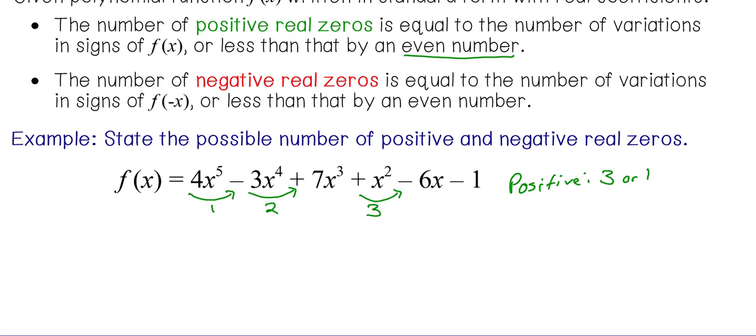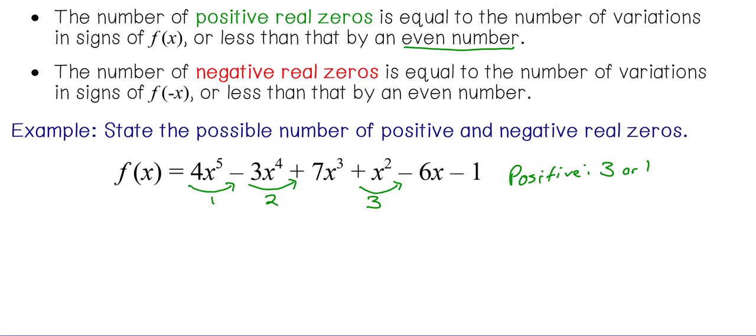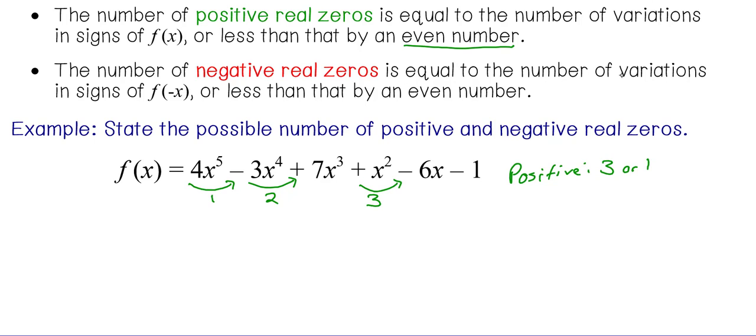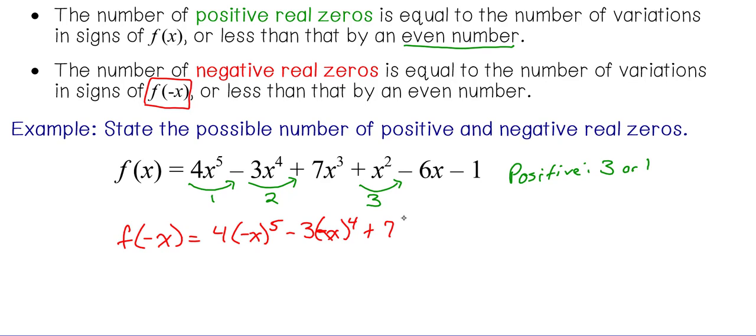The second part of Descartes' rule is the number of negative real zeros is equal to the number of variations of the signs of f of negative x. So we would take our original equation, put in negative x for x, so then it would be 4 times negative x to the 5th minus 3 times negative x to the 4th plus 7 times negative x to the 3rd plus negative x squared minus 6 times negative x minus 1. And then we need to simplify this.